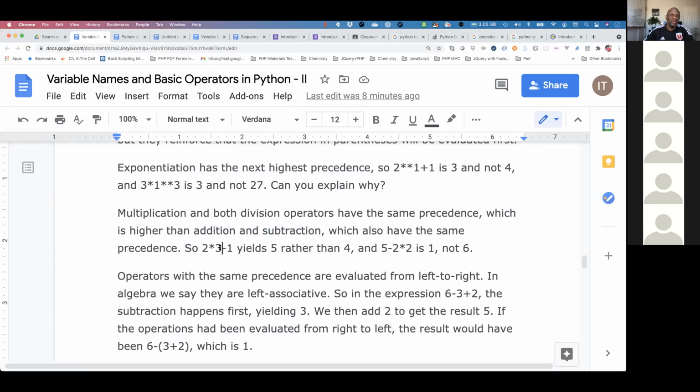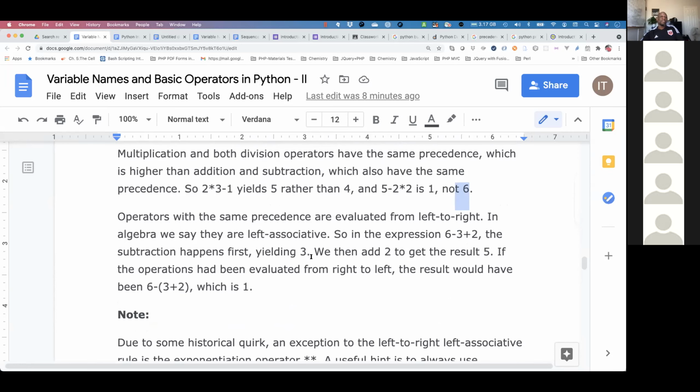So if we were here, we multiply this one first, and then we subtract. So that's going to be 5 rather than 4. If we're here, we have to multiply this one first, which is 4, and then we subtract from 5, which is going to be 1. This should not be 6. Mark this one, so this one will appear in your next quiz.